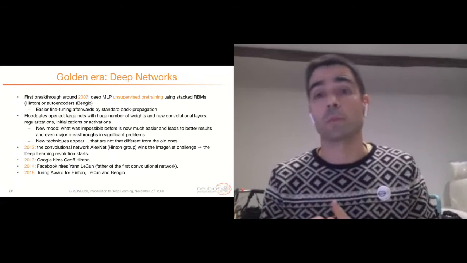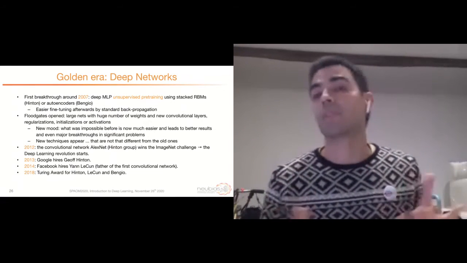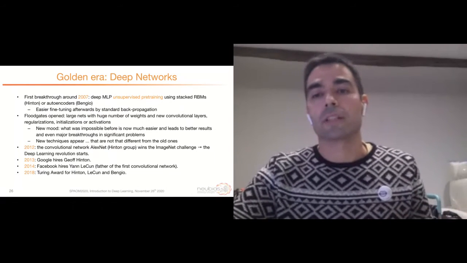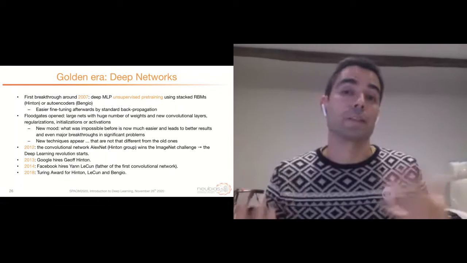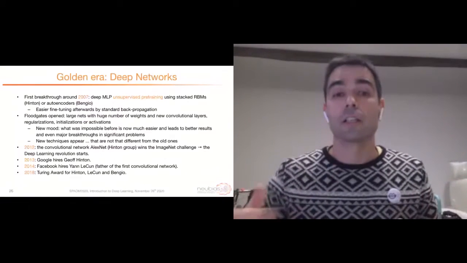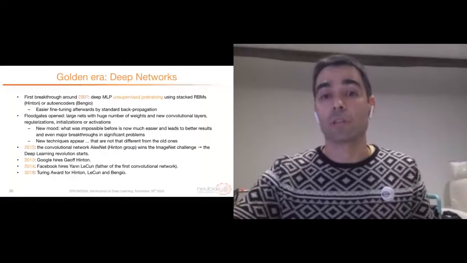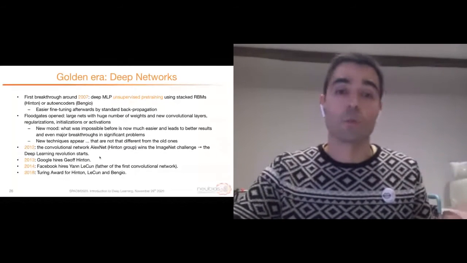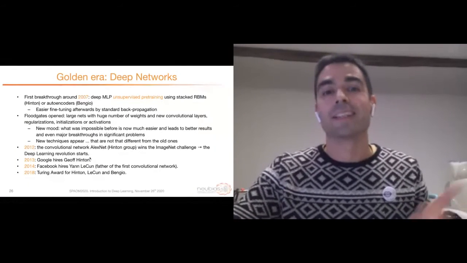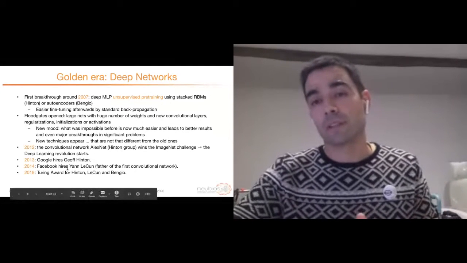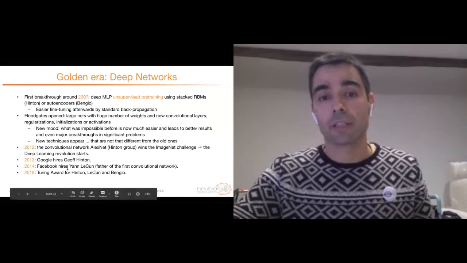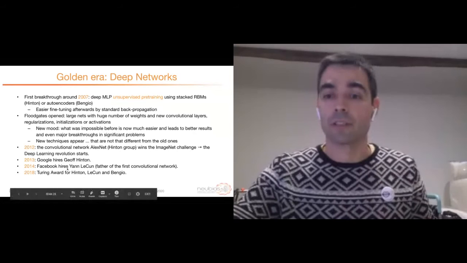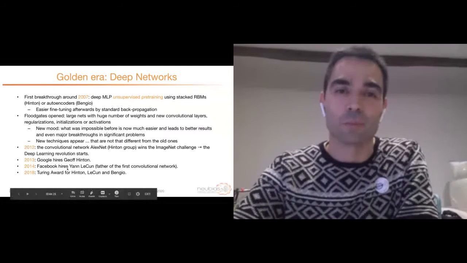2012 is what most people mark as the starting point of the deep learning revolution, because the group from Hinton won the ImageNet challenge, which is this annual image classification challenge, with the use of a convolutional neural network called AlexNet, that actually won by a large margin. 2013, Google hired Jeff Hinton. 2014, Facebook hired Yann LeCun, the father of the first convolutional network. And this trio, Hinton, LeCun, and Bengio, won the Turing Award a couple of years ago, which is equivalent to the Nobel Prize in computer science.